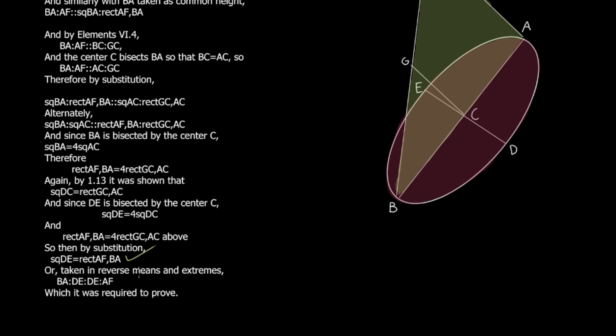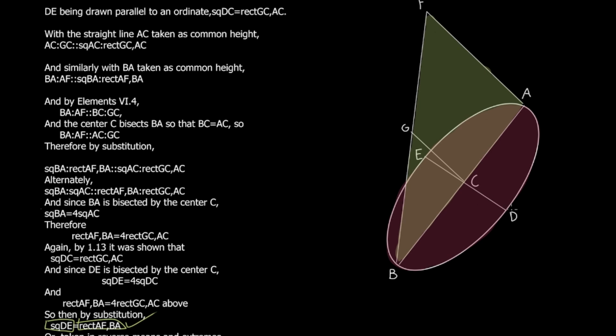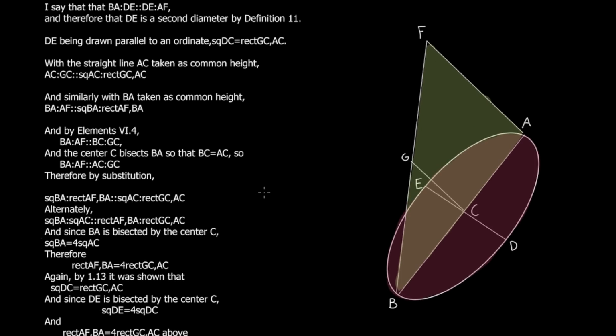And then taken in reverse means and extremes. DE is on the means, rectangle AFBA is on the extremes. So that makes it as BA is to DE, DE is to AF, which it was required to prove. Anyway, so that makes DE a mean proportional to the sides of the figure, which would be AF and BA. Now, I don't know if this proposition is really all that useful. I don't know that it needs to be proven necessarily.